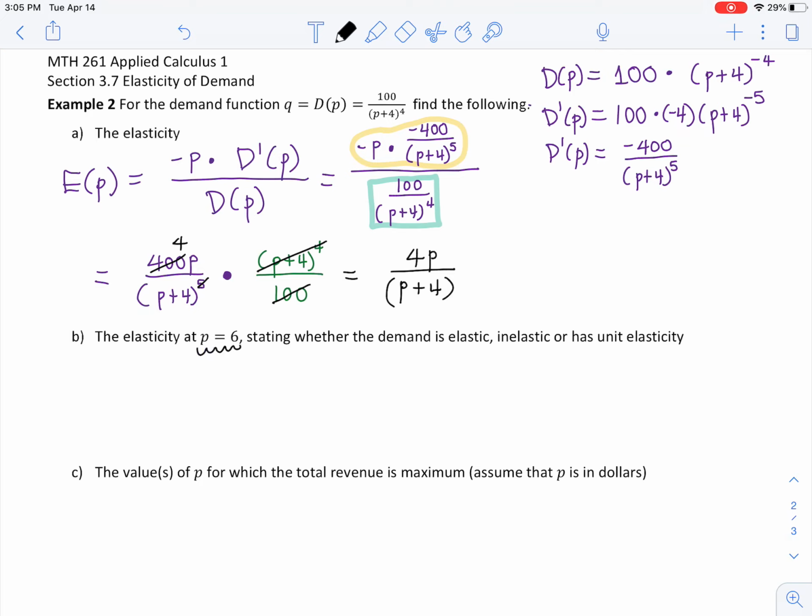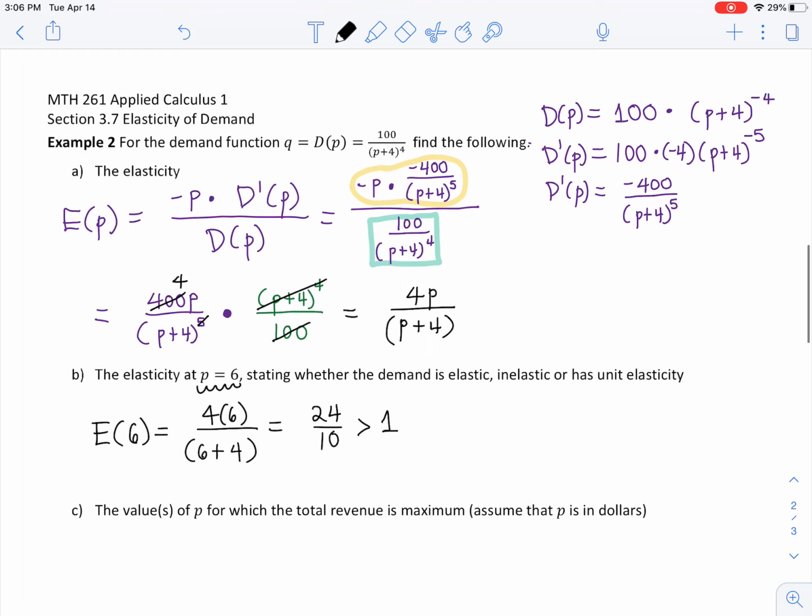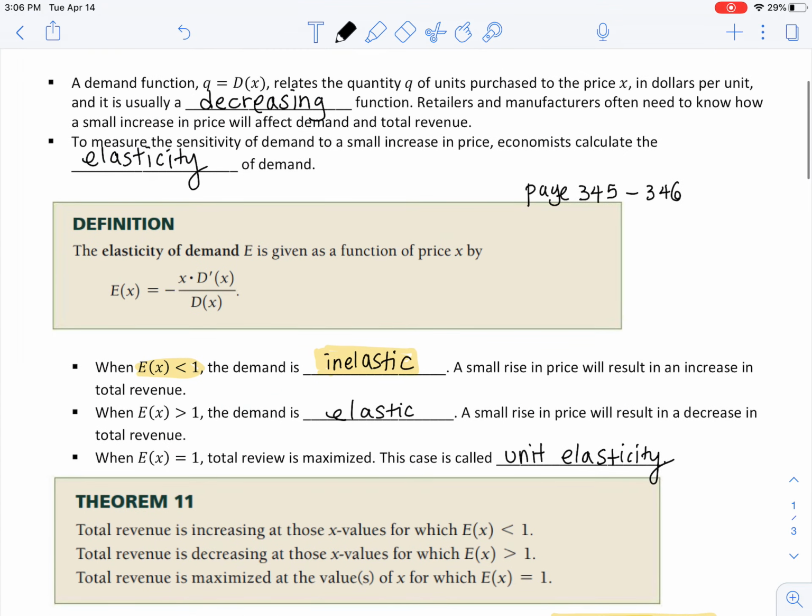Okay. So for part B, they want you to use the function that we just found and evaluate E at 6. So the elasticity at 6 is equal to 4 times 6 divided by 6 plus 4. That will be 24 divided by 10. And this number is greater than 1, right?